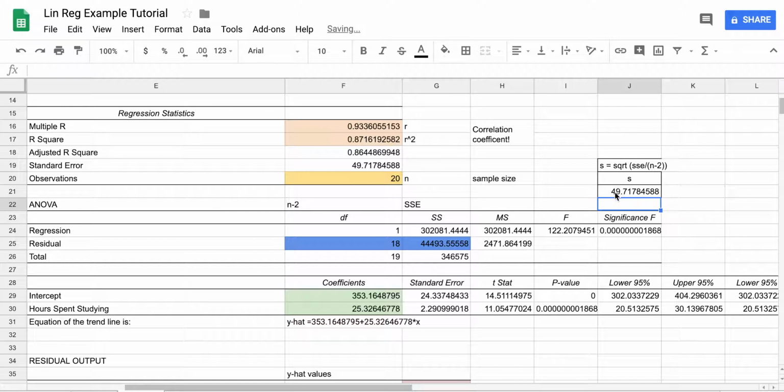So to compare my residuals, this is positive. I'm going to need to make all my residuals positive. So I'm going to take the absolute value of the residuals. And so this is just going to be equal to ABS, the absolute value of that number. And I'm going to hit enter.